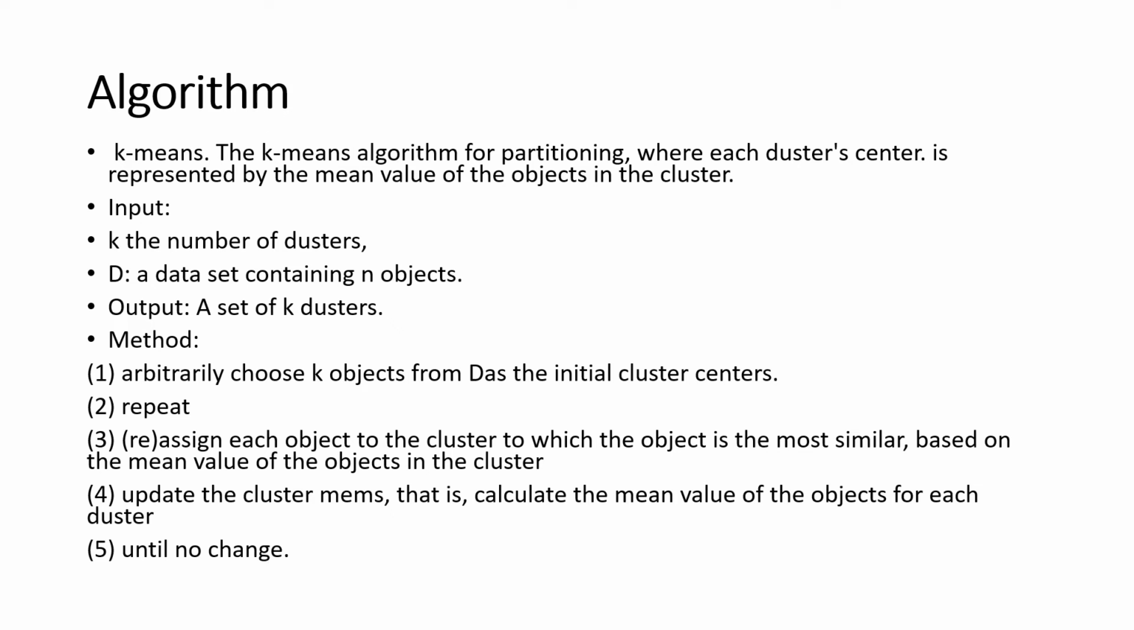Now the k-means algorithm for partitioning, where each cluster's center is represented by the mean value of the objects in the cluster. The input is k, the number of clusters, and D, a dataset containing n objects, and the output is a set of k clusters. The method: first, arbitrarily choose k objects from D as the initial cluster centers. Then repeat: reassign each object to the cluster to which the object is the most similar, based on the mean value of the objects in the cluster. Next, update the cluster means, that is, calculate the mean value of the objects for each cluster. And last, until no change.